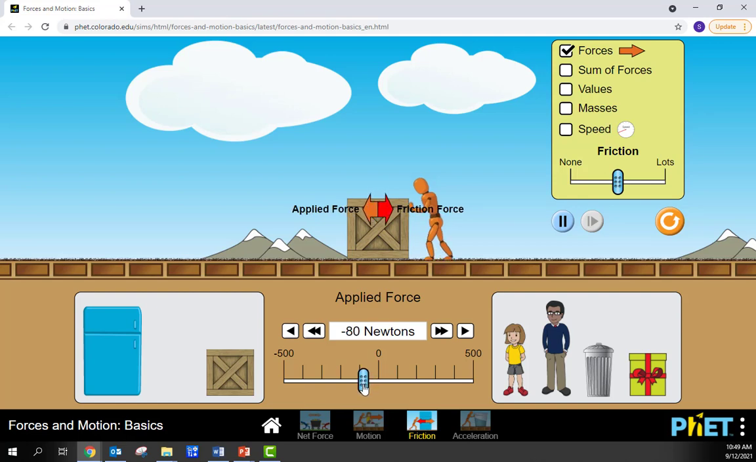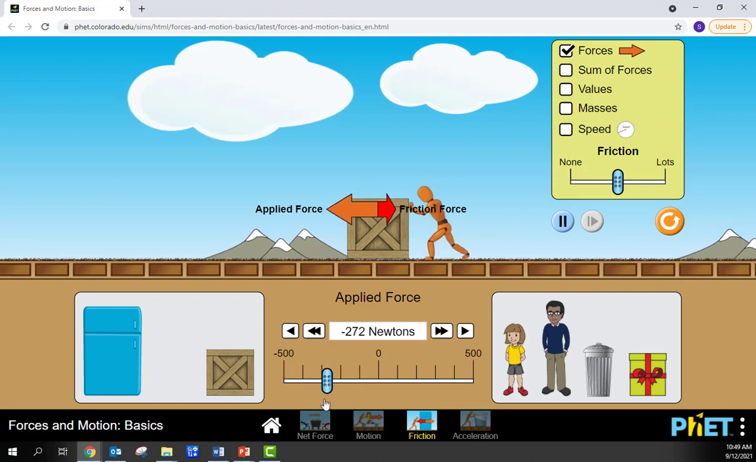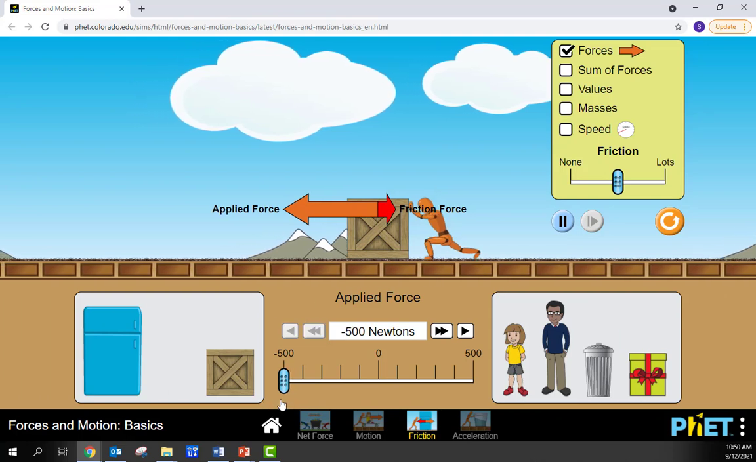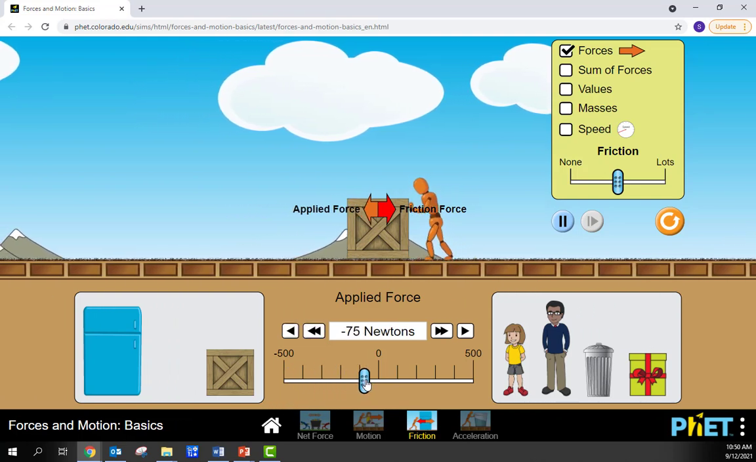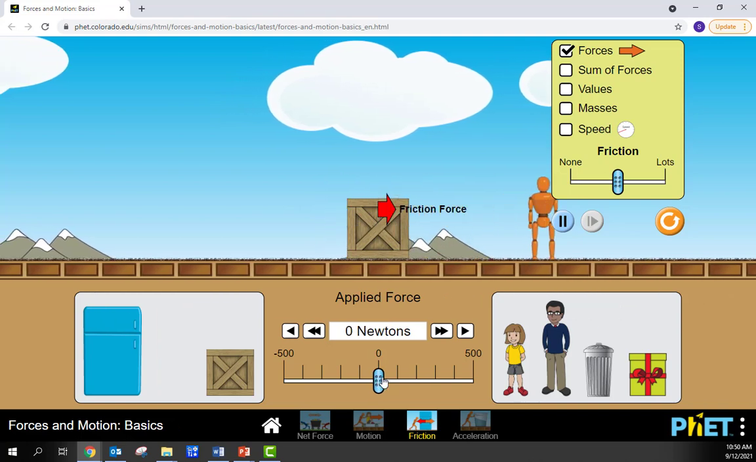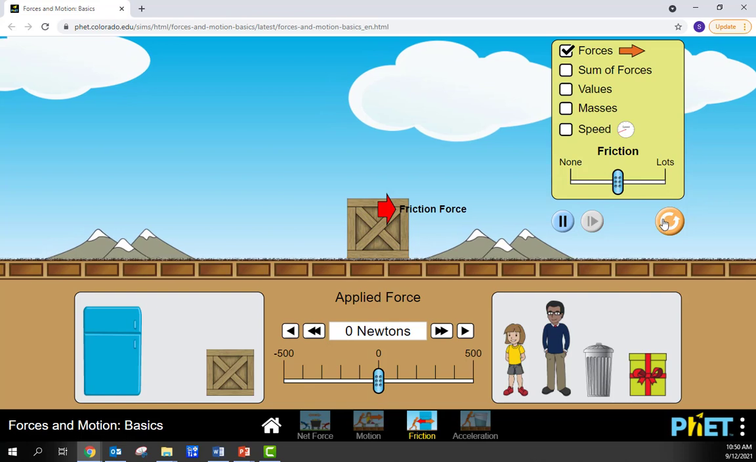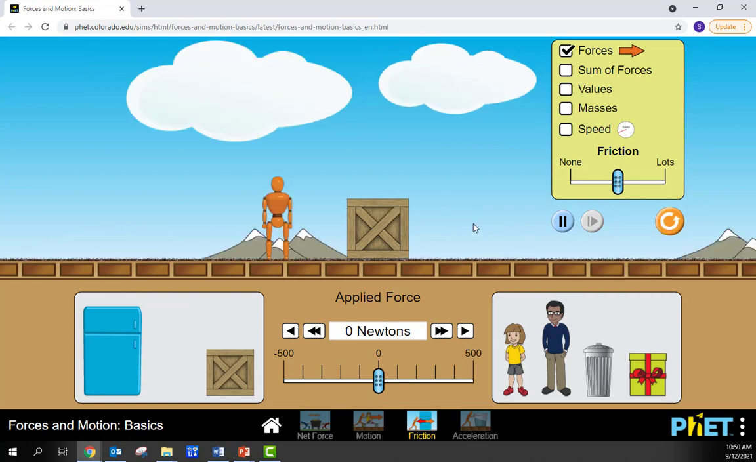and then all of a sudden, the block starts moving. If we keep pushing after the block starts moving, the applied force increases, but the friction force remains the same. Okay, so what is going on here? What you're seeing is the effects of two types of friction.